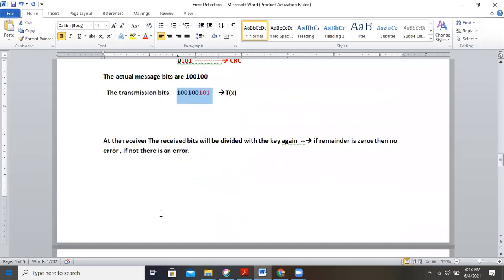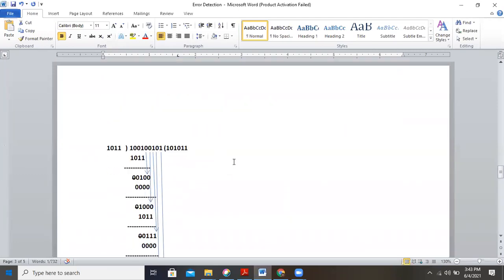So if the remainder is 0, then there is no error. If the remainder is non-zero, then there is an error in the message. Okay. So for this, what will the receiver do?